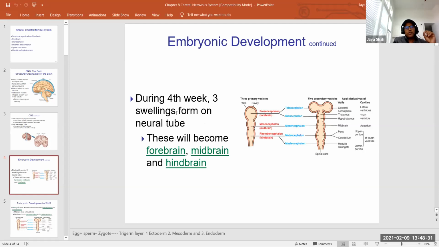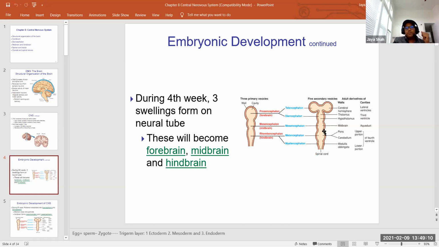You see, during the 4th week, 3 swellings form from the neural tube. There is a straight tube, but by the 3rd week, the ectoderm forms 3 swellings, and scientists have given them names. The swelling towards the head, the most rostral, is called prosencephalon, which is also called forebrain. The middle is called mesencephalon or midbrain, and the lower one is called rhombencephalon or hindbrain.